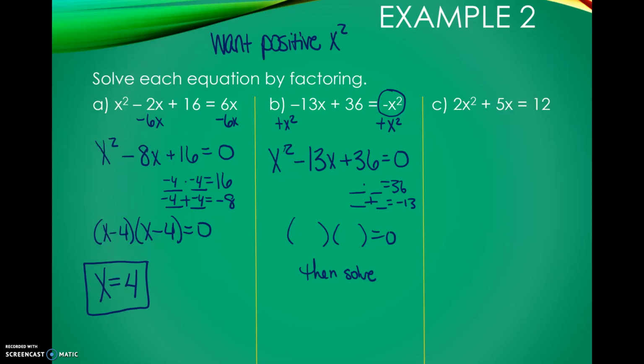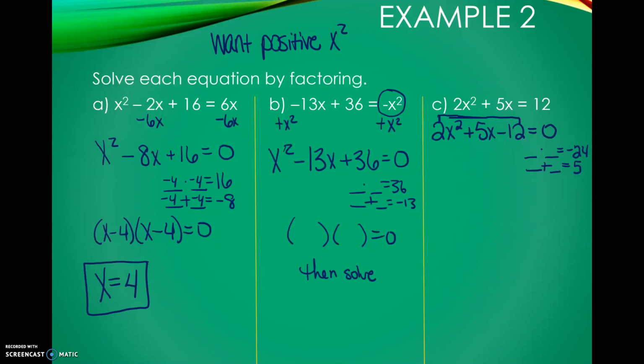We are going to do C because C is a little bit extra, as the kids these days say. We want to subtract 12 on both sides. We will end up with 2x squared plus 5x minus 12 equals 0. Do you see a problem? There's a 2 in front of the x squared. So we have to multiply that 2 times the negative 12. We are looking for two numbers that multiply to give us negative 24 and add up to 5.